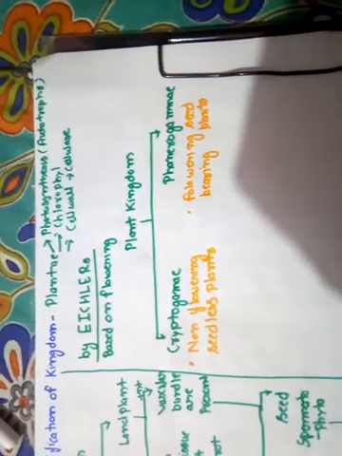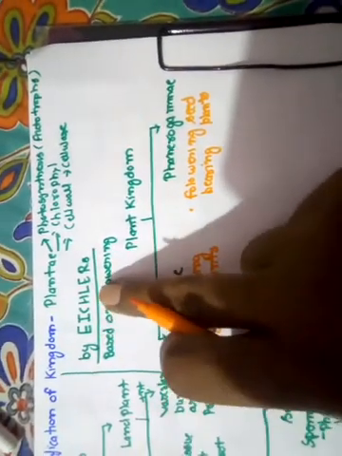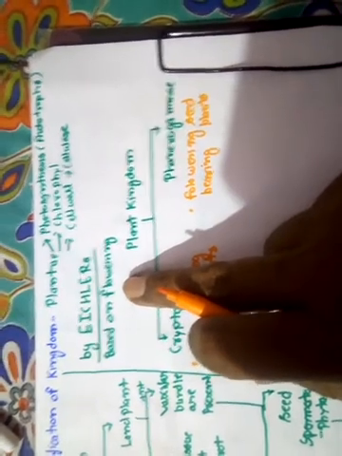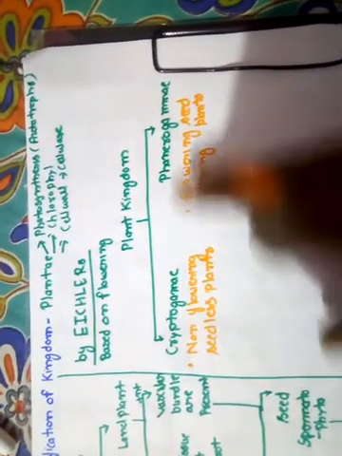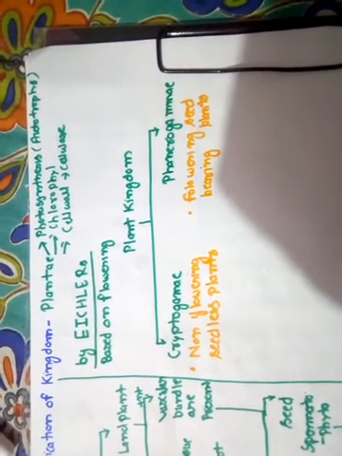Now we are going to discuss a classification of kingdom Plantae, that is the phylogenetic classification system. That means it is based on the evolutionary relationship, and this classification system was given by Eichler. This classification of kingdom Plantae was proposed by Eichler, and it is based on the flowering of the plant. That means the plants are grouped into two categories depending upon the flowering, whether the flowering is happening or whether the flowering is not happening.